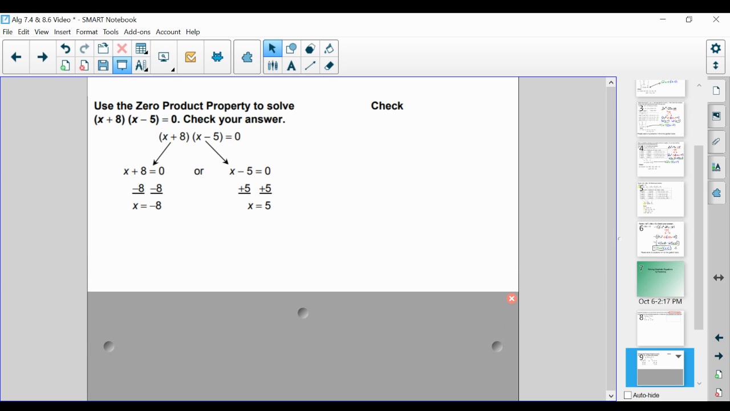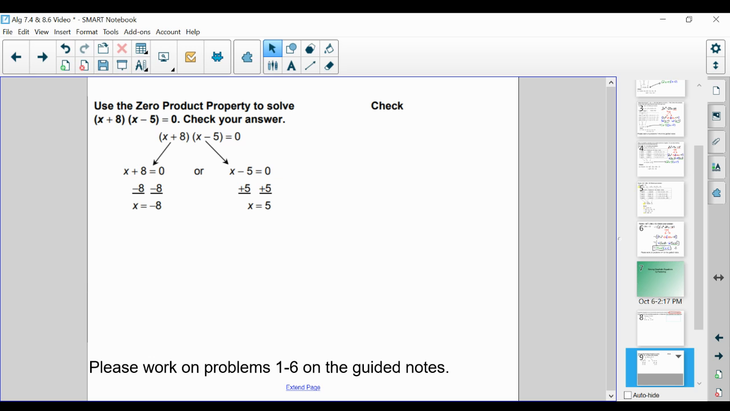And we can always check our work by plugging it in. So x is -8. Well, then -8 plus 8 is 0. And if x is 5, well, 5 minus 5 is indeed 0. Awesome. With this, please work on problems 1 through 6 on the guided notes and resume when ready to move forward.